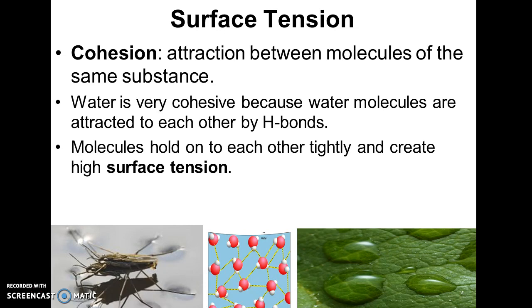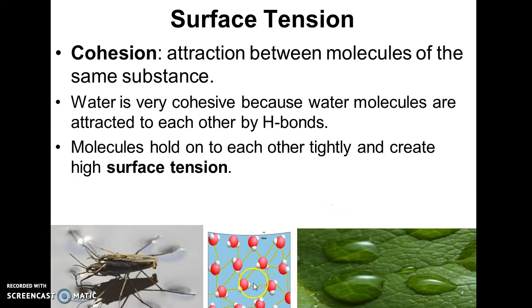So now that you know a little bit about how the bonds in a water molecule work and how the bonds between molecules work, we can talk about some really important properties of water. And they have these properties all because of those bonds. So one of those properties is surface tension. Surface tension is caused by cohesion, which is the attraction between molecules of the same substance. So this is talking about water with water. One water molecule with another water molecule.